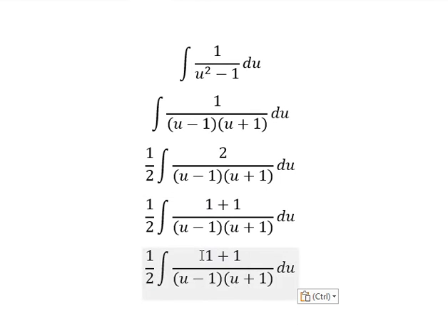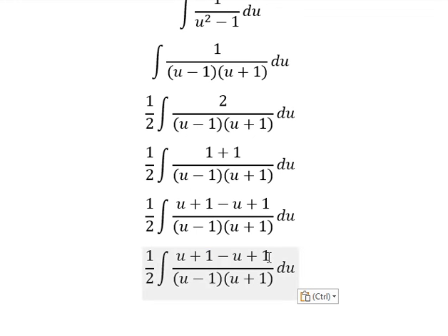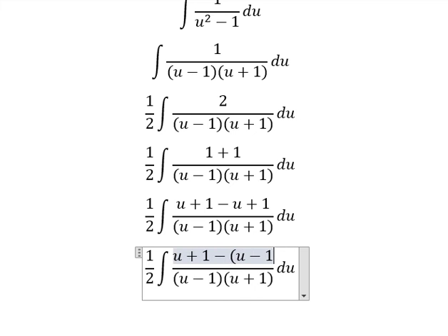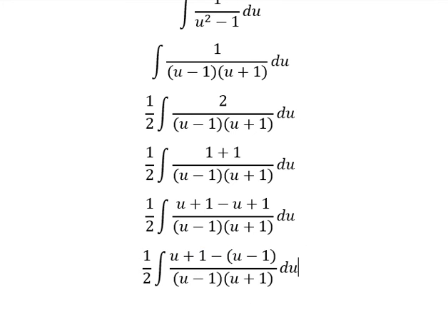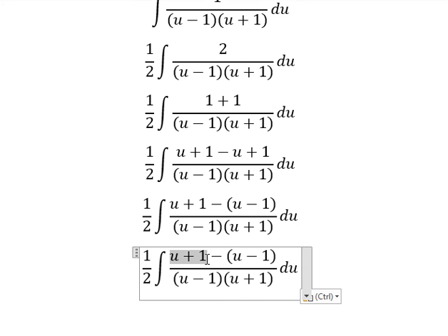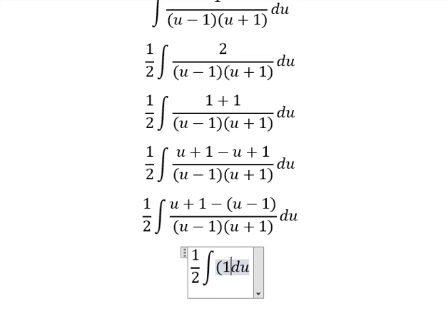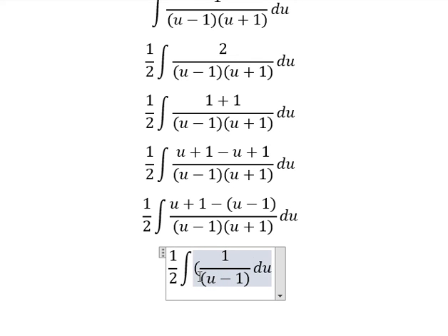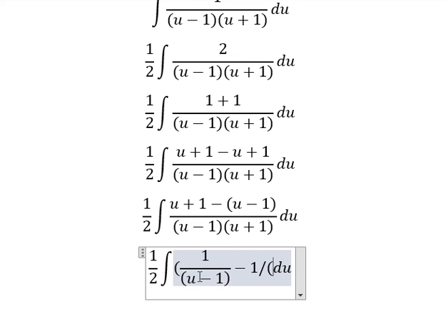Next, we need to add u in here. After that we need to subtract u. Next, we can do factorization by negative 1. Next, this one divided by this one, and u minus 1 divided by u minus 1. So we have 1 over u minus 1, and minus 1 over u plus 1.